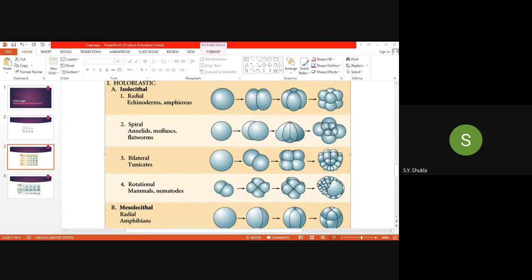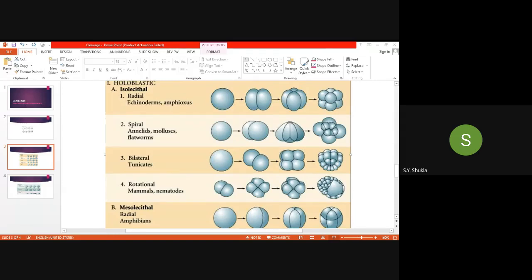First parallel, second parallel, which is from the animal pole to the vegetal pole. This is the animal pole, this is the vegetal pole, and the first and the second cleavage are parallel to the axis, and the third is the perpendicular one. Such types of cleavages are called radial cleavages. It is commonly seen in the echinoderms.